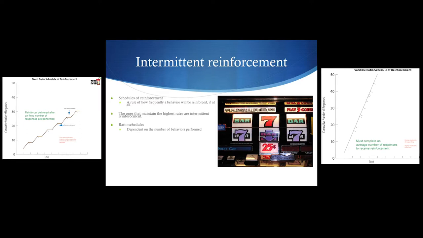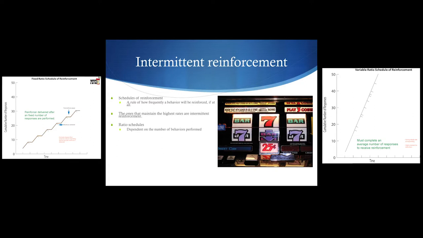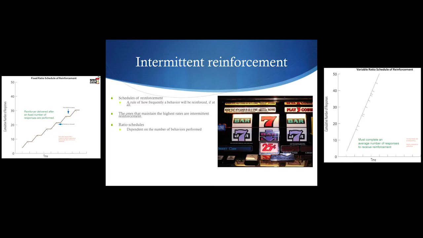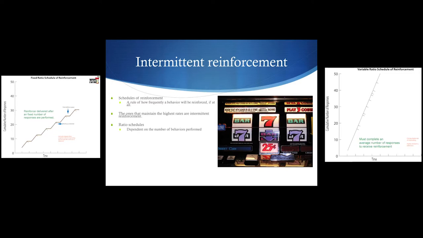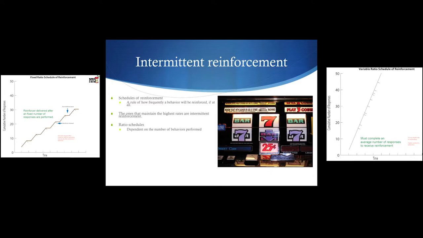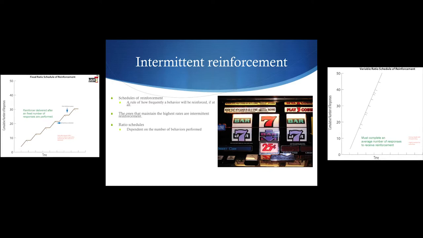FRs produce a very interesting stepped effect. In other words, you start this ratio run the moment you start responding, and then you finish your activity. That's called the ratio run. So if you have an FR 4, you're basically going to be taking a break, doing nothing, and then you're going to start responding. You make your response 4 times, whatever that response is, and then you get reinforced for it, and then you're going to take a break. That break after reinforcement is called the post-reinforcer pause.